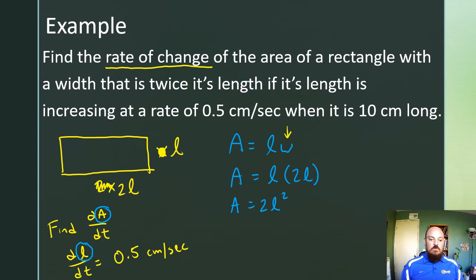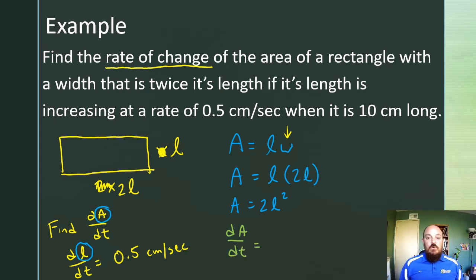Remember, my goal was, once I saw those rates, you can see it circled in blue in the bottom left corner, once I saw those rates, I needed an equation that has A and L only, and that's what I have now. Now, once you have that, we are going to take the derivative with respect to t. So the derivative of A is dA/dt.